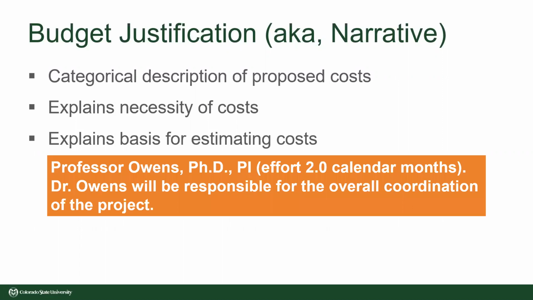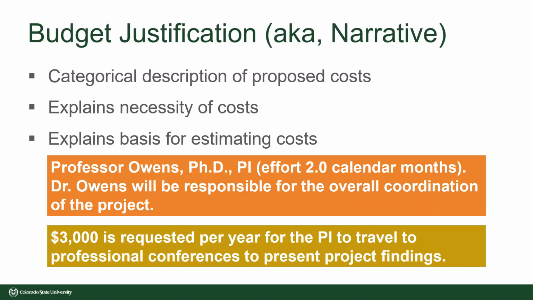Here is an example of what you might see written in a budget justification. Again, Professor Owens, their role on the project is the PI, the effort. This is in calendar months, which would be an NIH proposal. And then what Dr. Owens is going to be doing. Dr. Owens is responsible for overall coordination of the project. You probably say more than that, brevity here for the purpose of this slide. Again, justification for the travel may say $3,000 requested per year for the PI to travel to professional conferences.